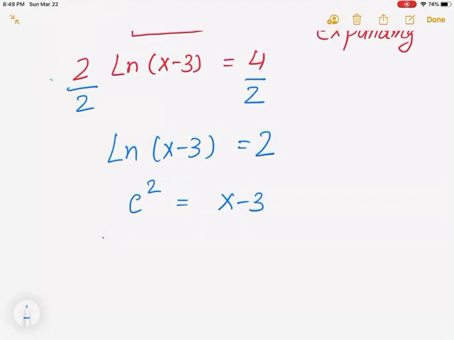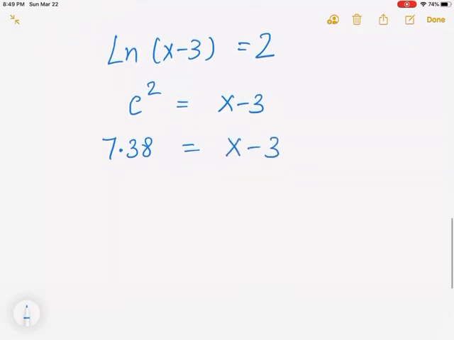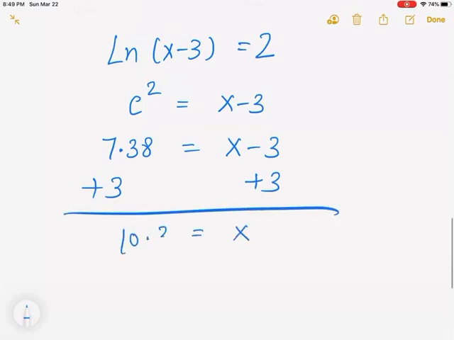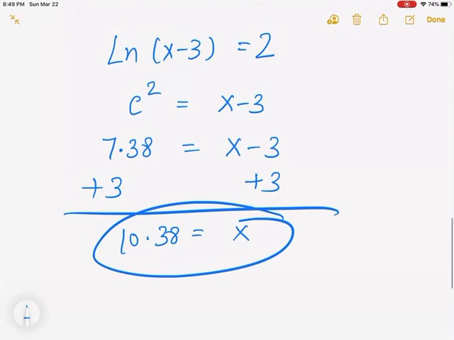e to the second is 7.38. You can type it in your calculator. x minus 3. At the end, let's just add 3 to both sides. And x is equal to 10.38. Here you go. So that's my answer.